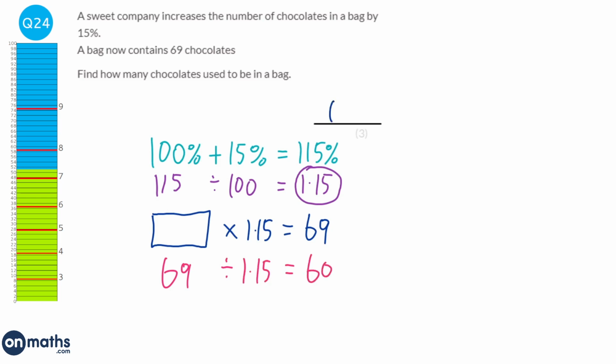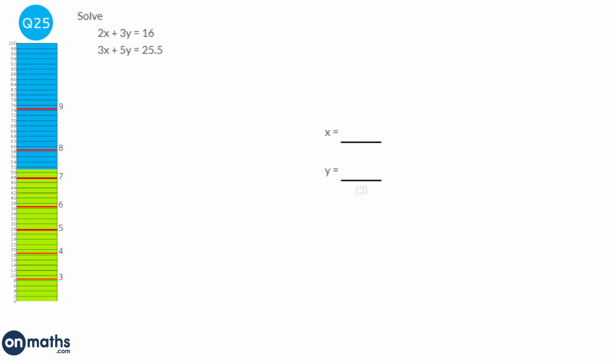So the answer will be 60. First thing we notice with the simultaneous equations is that the coefficients of the x and the y are different. And so we're going to just focus on the y's. We've got a 3 and we've got a 5. So we've got to make them the same.